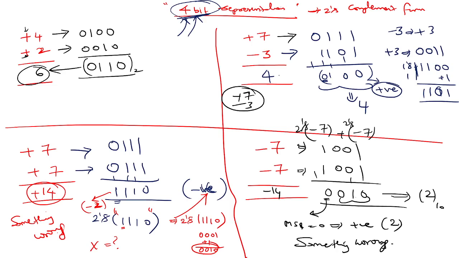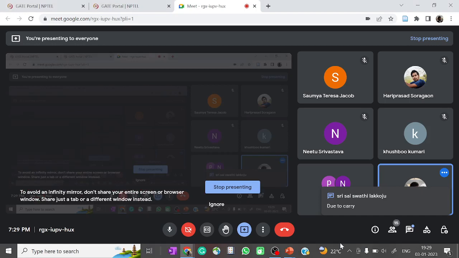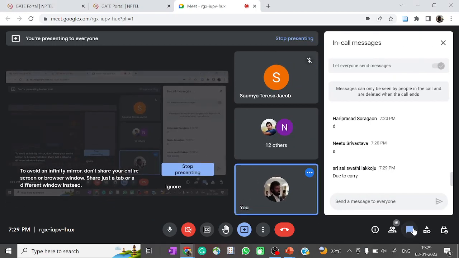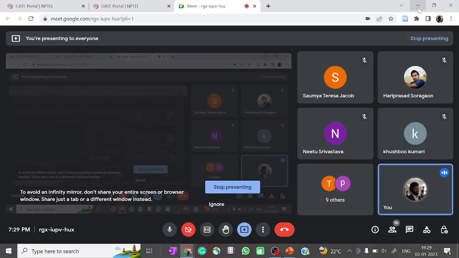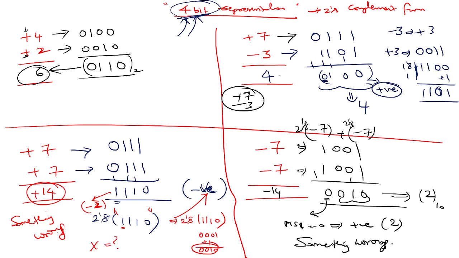In these two cases, can anybody guess why there is something wrong? You can unmute your mics and then talk. Due to carry? Yes, you can say, but that's not exactly it. I understood what you're trying to say.